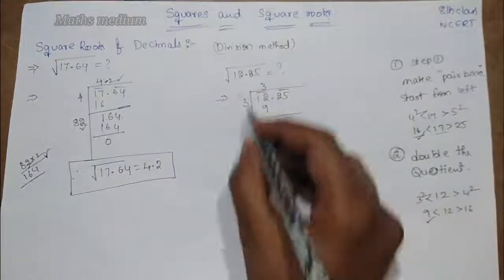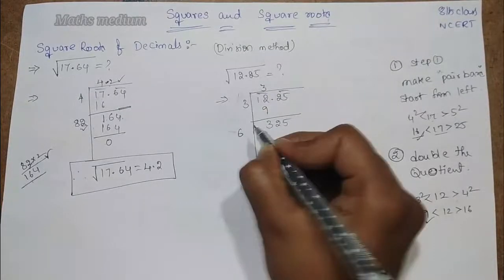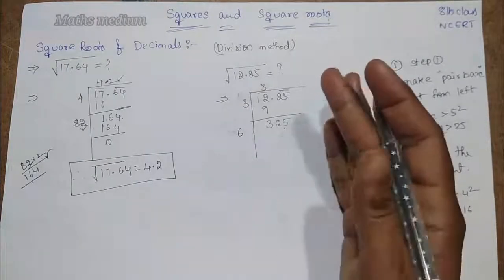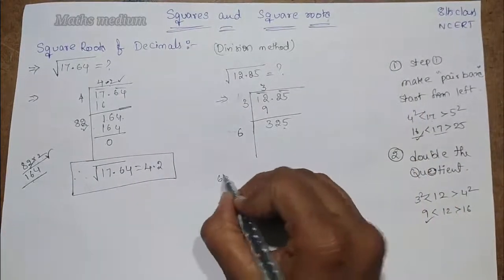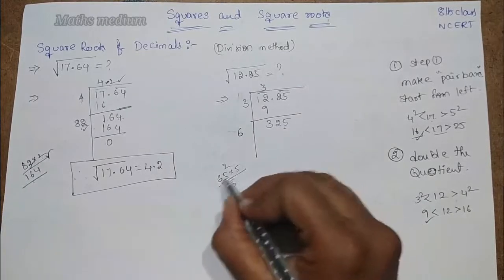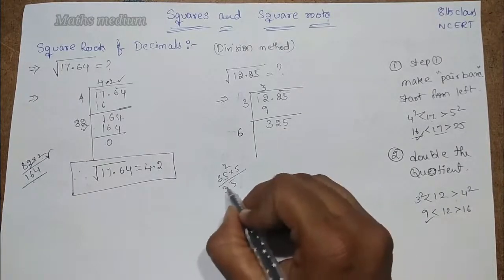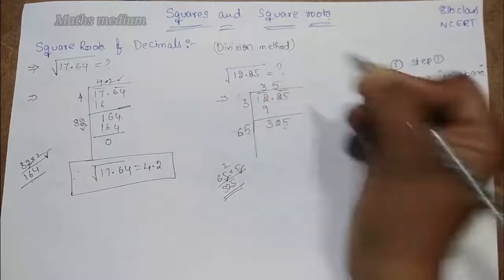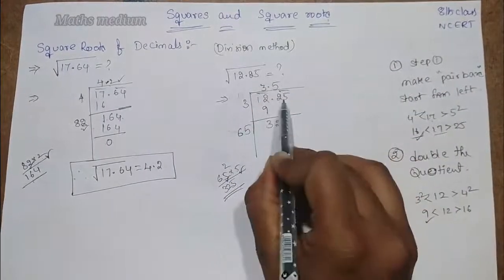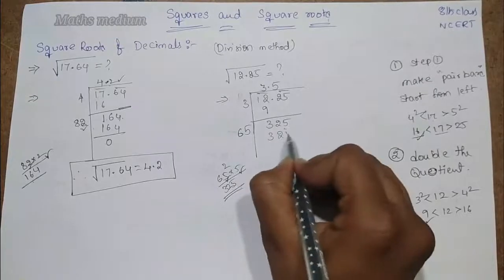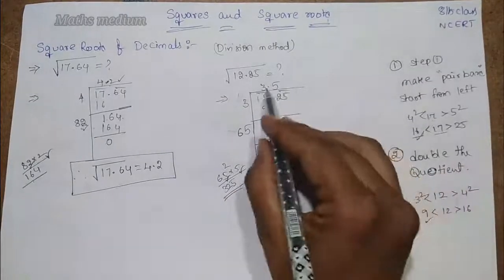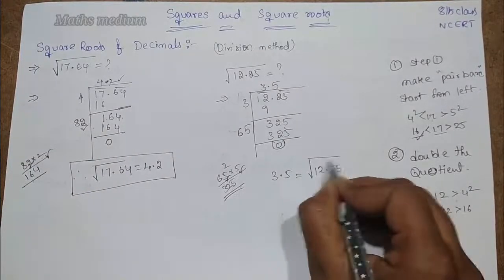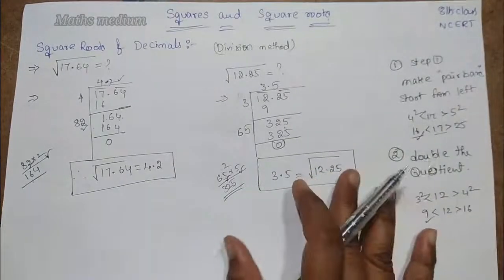Double the quotient, that is the second step. 3 2s are 6. Now leave this one for the appropriate number. Now here is the 5. We know the multiplication rules, right? So 5. I hope 65 into 5. 5 5s are 25. 5 6s are 30, 31, 32. Yes, it's right. So write 5 here. This 5 as quotient. But put a point because the point is included here also. So 325. It gets 0. Now 3.5 is the answer for the given root over 12.25.